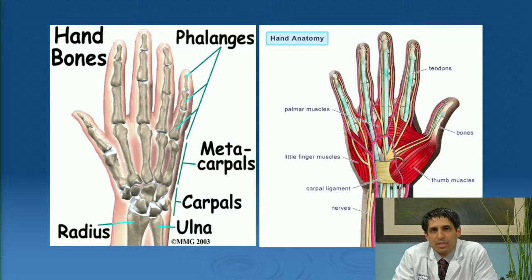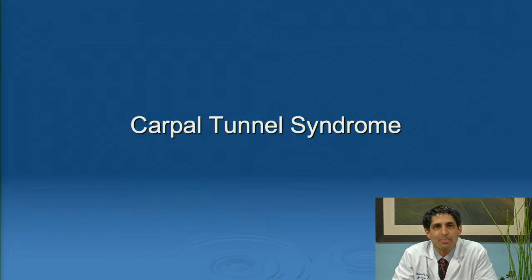Obviously, here's the bones in the hands. This is a complex cartoon anatomy of the hand on your slide on your right, showing there's a lot of things going on in the hand, and trying to figure out what's causing what and what's hurting what is important to do. So what is carpal tunnel syndrome?